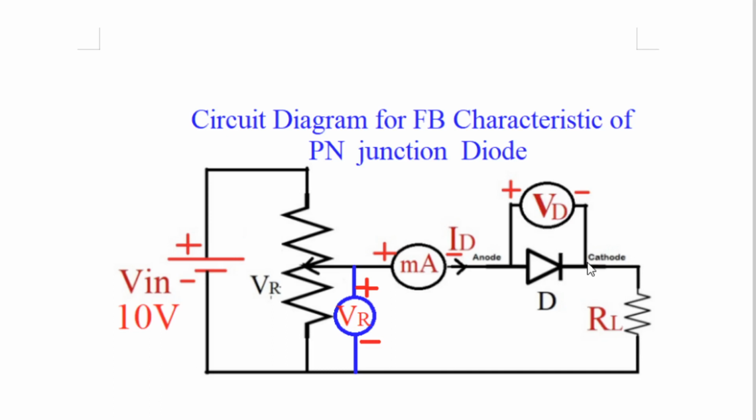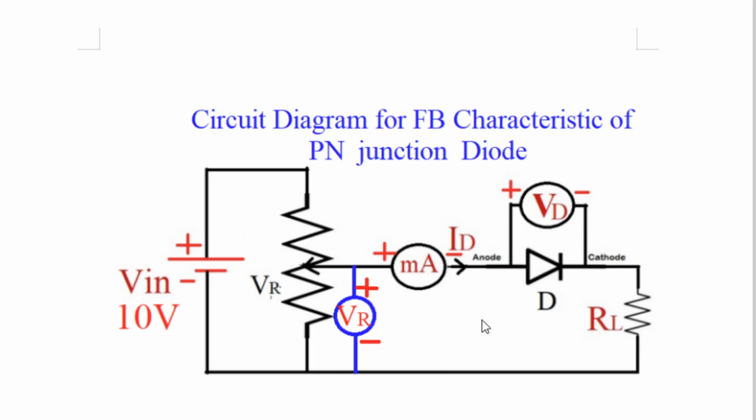So three parameters we are going to measure in this circuit diagram. The voltage which we are varying, that is the variable voltage, and because of these changes in the variable voltage, how much current is flowing through the diode, that we are measuring, that is called the diode current ID. And we are also measuring the voltage across the diode. So there will be three columns, and that we are going to study in the next slide.